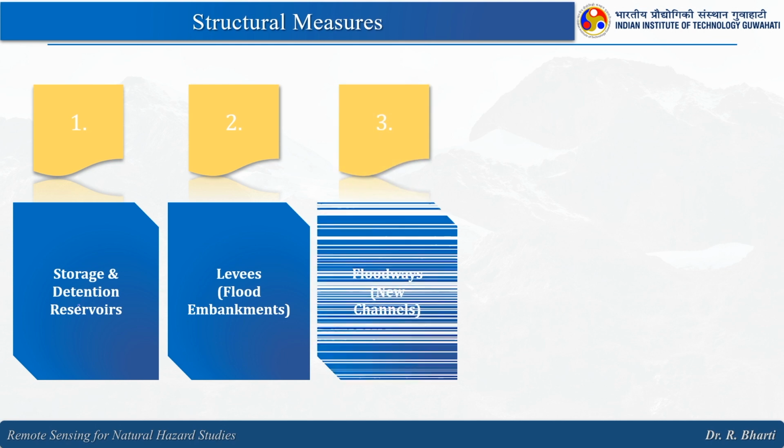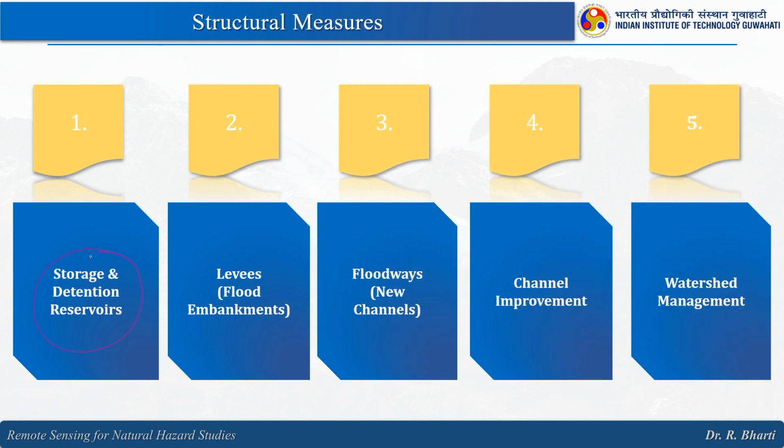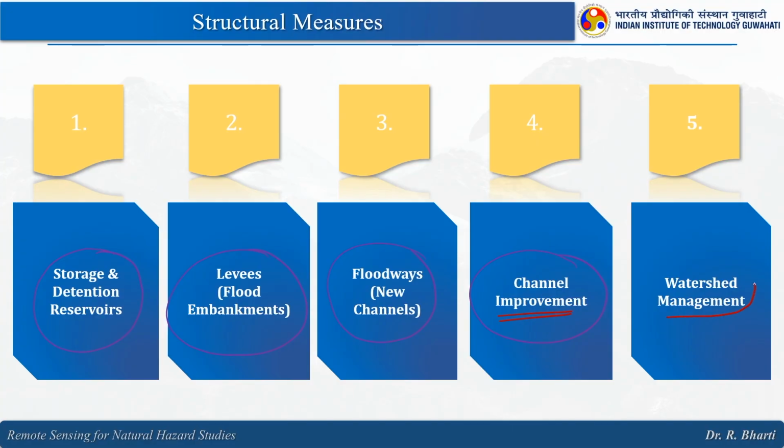The first one can be storage or detention reservoir, levee, the flood embankments, floodways that we modify, then channel improvement so that it will have better navigation. When we talk about channel improvement, we try to improve the channel, the fluvial system, so that it can accommodate the extra water which is coming during a flood event. Then comes the watershed management. So these are different types of structural measures.